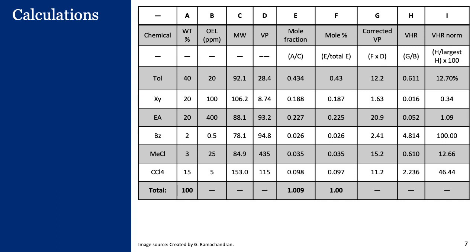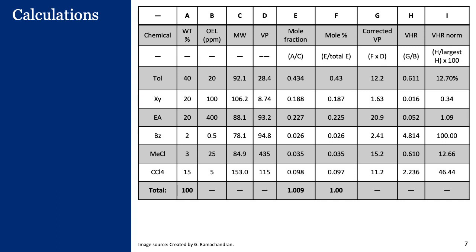And then we come to column H, which is the calculation of the vapor hazard ratio, which is the corrected vapor pressure divided by the occupational exposure limit. So when you go down this column, toluene is around 0.6, xylene is 0.016, and we come all the way to benzene and suddenly, whoa, it's 4.8. Even though benzene is only 2% of the mixture, it has a very high vapor hazard ratio in comparison to the other chemicals.